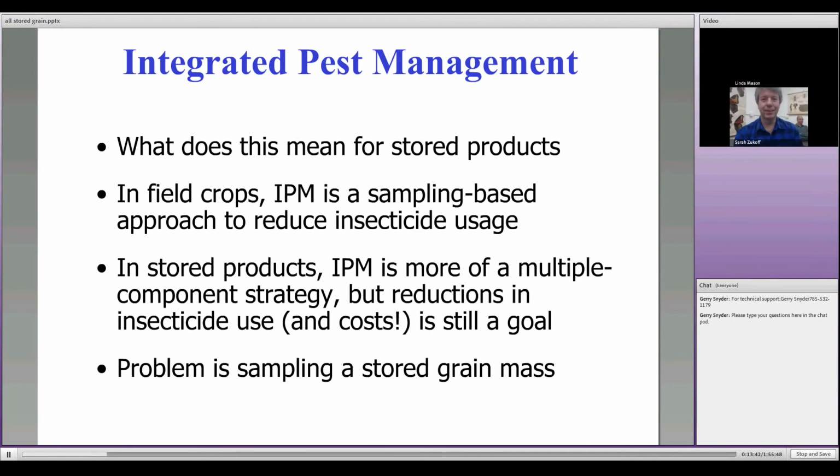Sampling is not just the insects that we're sampling, but we want to know something about the quality of the grain, so it might be measurements on temperature in the grain and measurements on grain moisture content. So in stored product IPM, we have this multiple component strategy that hopefully will reduce insecticide use, because that's expensive, and also it adds residues that can impact the quality of your grain. And really, we want to collect information and store the grain properly so that you probably won't need fumigation, or if you do, you only do it once and you solve your issue.